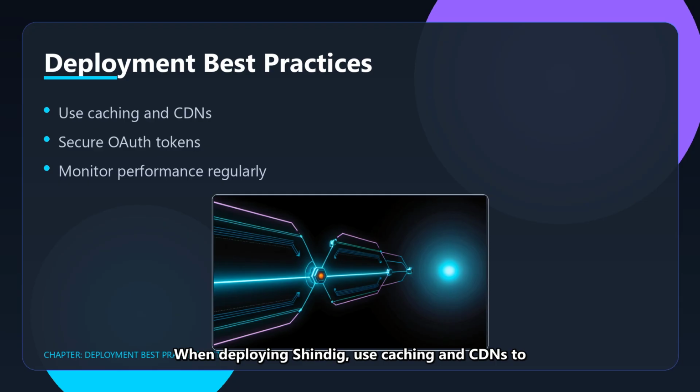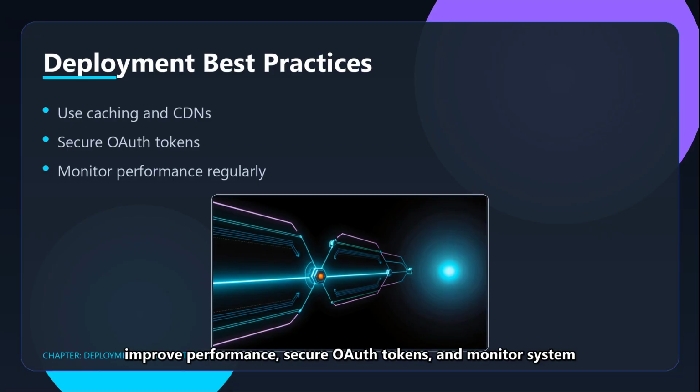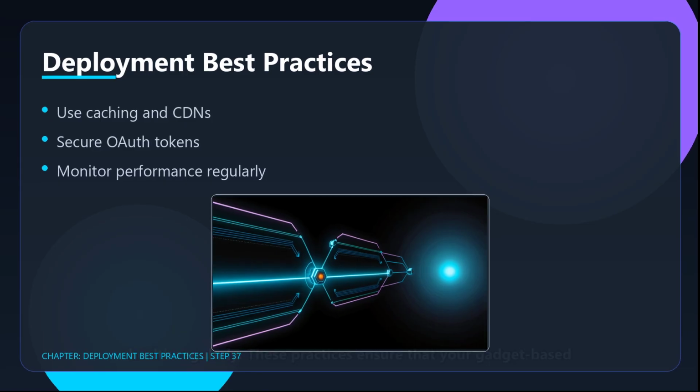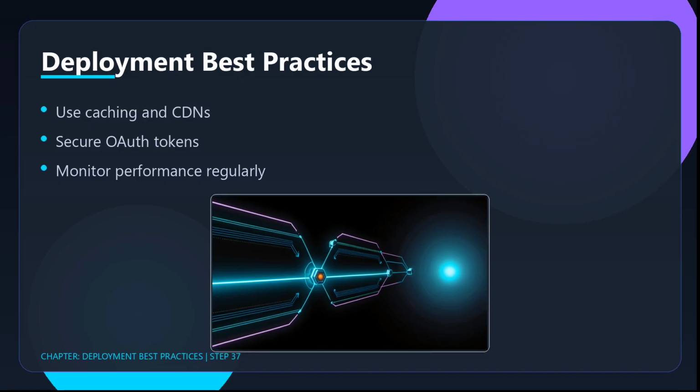When deploying Shindig, use caching and CDNs to improve performance, secure OAuth tokens, and monitor system health regularly. These practices ensure that your gadget-based applications remain fast, secure, and scalable.